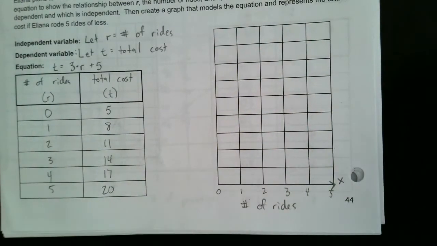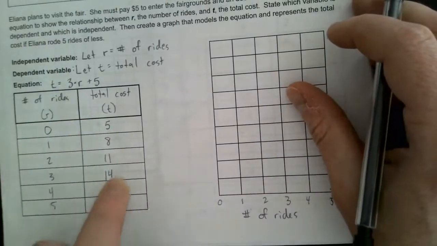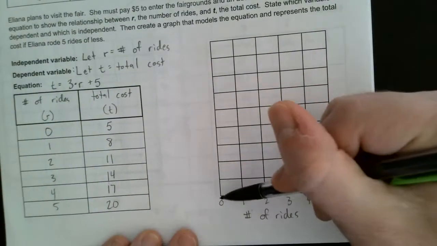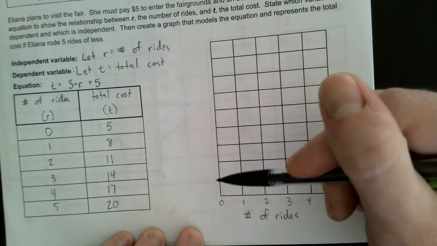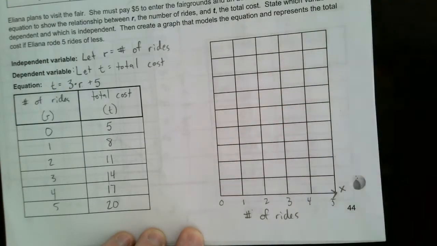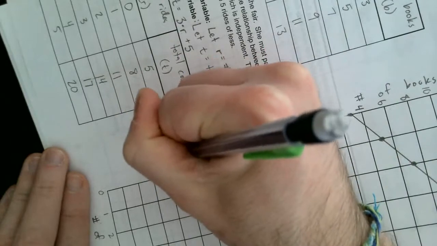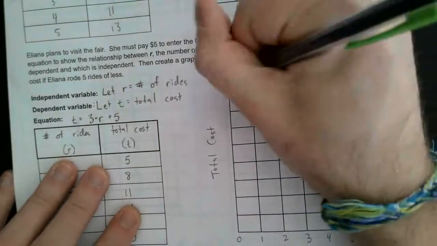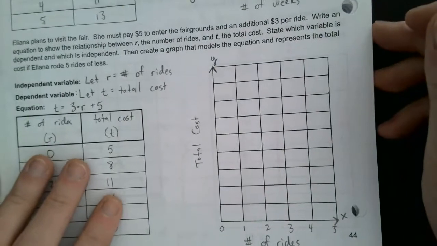Now this is just like the last one. We can't just take the numbers from the table and put them on here, because we did 0, 5, 8, 11. It would go up by 5, then by 3. We can't do that. We have to go by the same number each time. And this is going to be total cost. Let me just label that here. Total cost. All right, this is going to be the y-axis. I'm just going to make that line here. That's the y-axis.